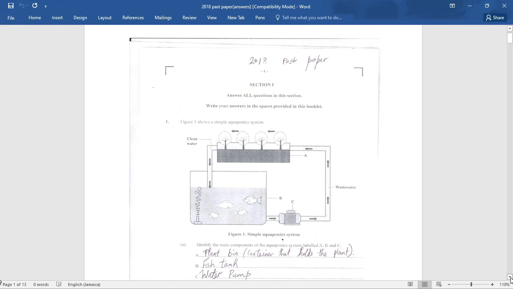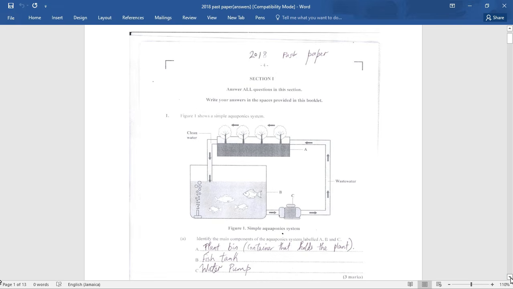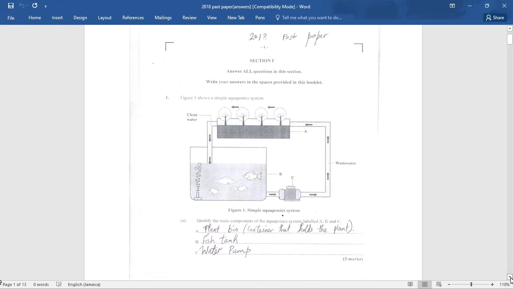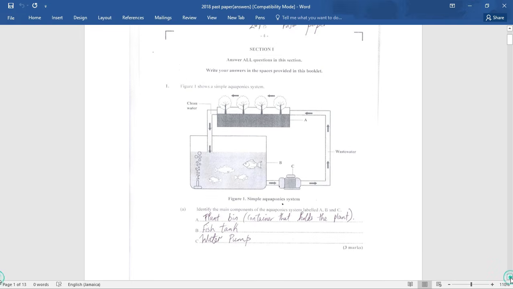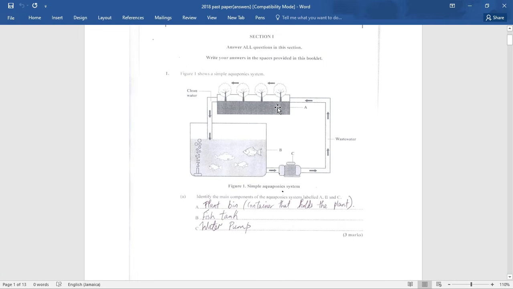As you know, the aquaponic system is a system where fish are reared and plants are grown in the same system. As you can see here, this is the area where the plants are grown, and here is the fish tank with the fish, and the water is pumped up to the plants and then back to the fish tank. Alright, so let's go to A.